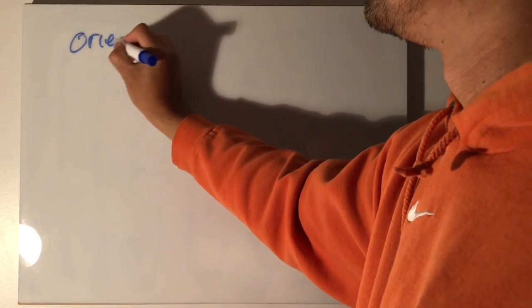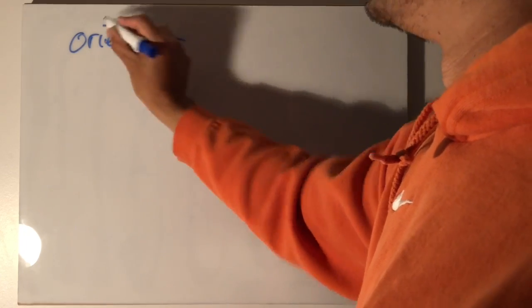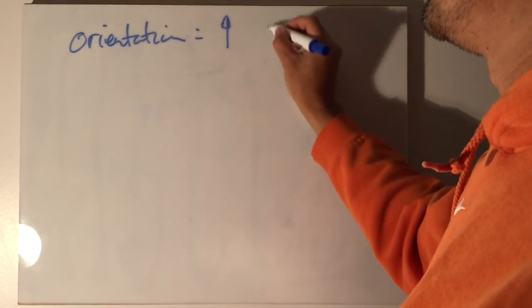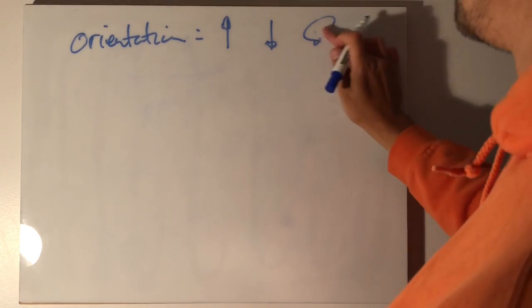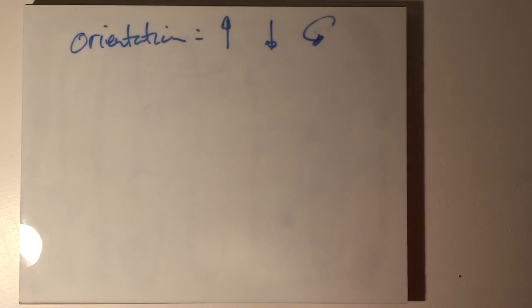We can talk about the orientation. It can be upright, it can be upside down, it can be rotated, it can be flipped around. Those are the properties that you can have for any image.